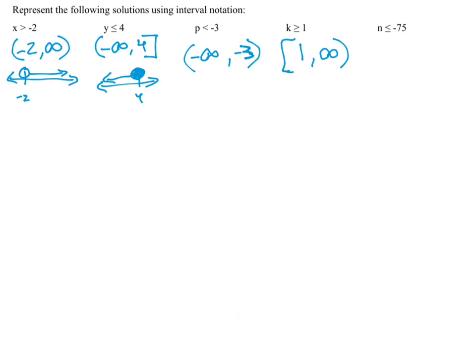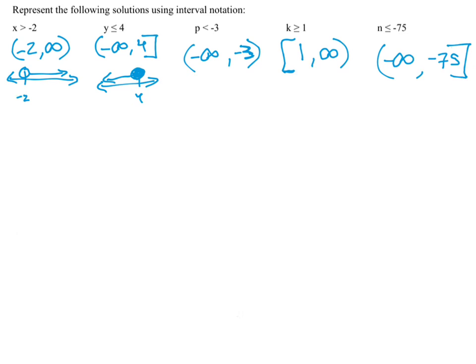And then infinities are always open. And then my last one here, it's all the numbers to the left of -75. So -75 is the right end of my interval here, and it goes left forever. Always open on negative infinity, and this -75 would be a filled-in circle because it says or equal to. So you're going to have a closed bracket here.